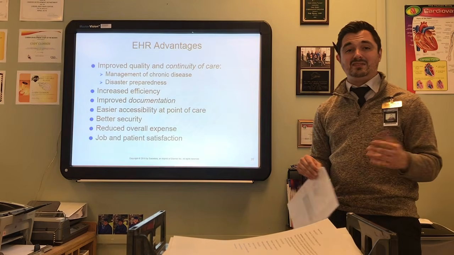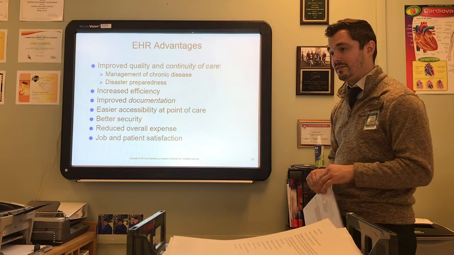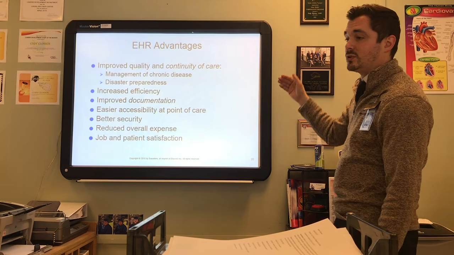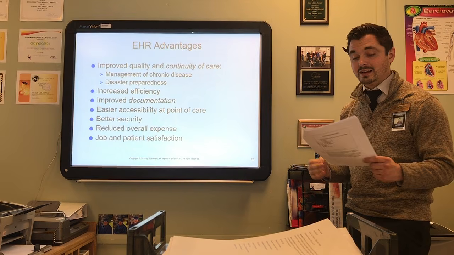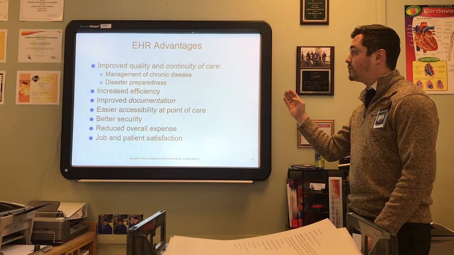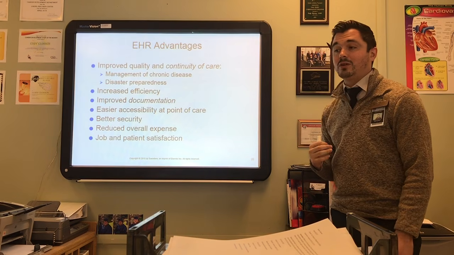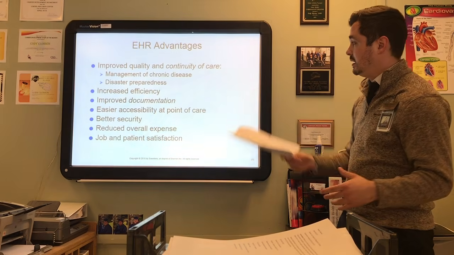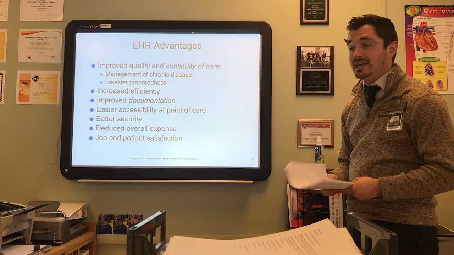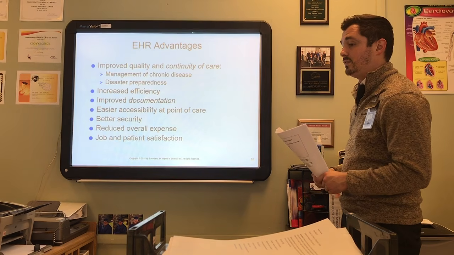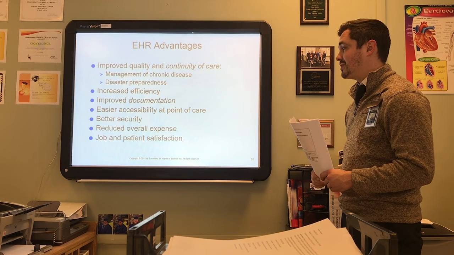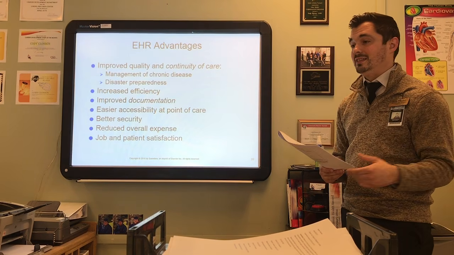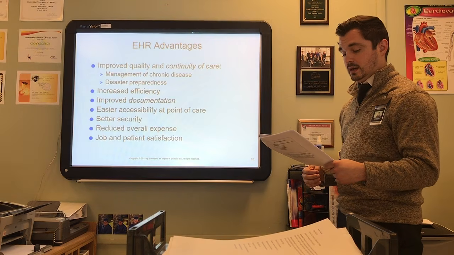So why is it good to have electronic health records in your physician's office or in your hospital? And basically there's many reasons. It's improved quality and continuity of care. So management of chronic diseases and disaster preparedness, it really helps make those more efficient. It's increased efficiency, it's improved documentation, it's easier accessibility at the point of care, there's better security, it reduces overall expenses of the practice, and it makes your job and the patient's job more satisfactory.